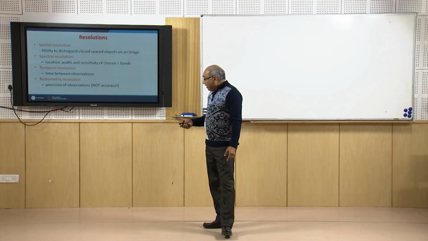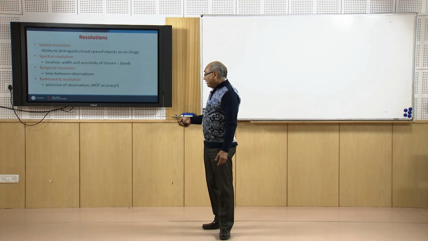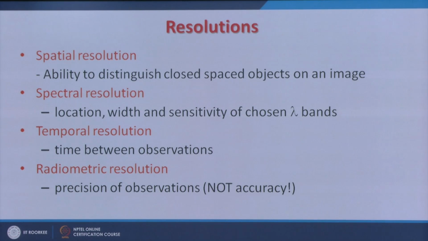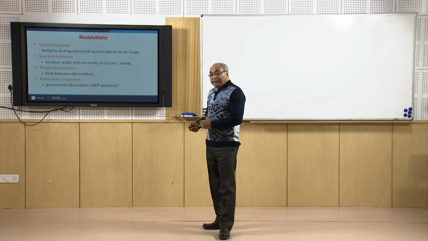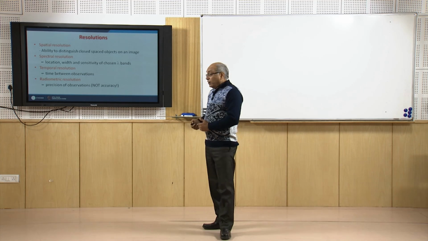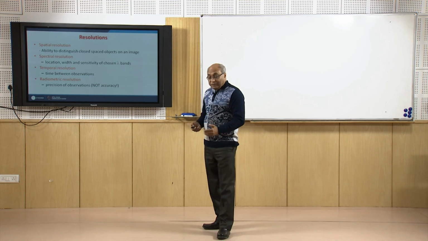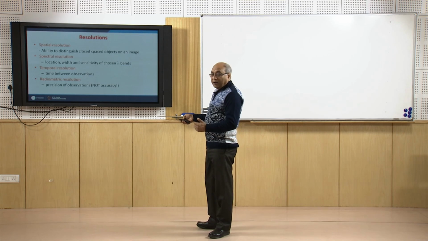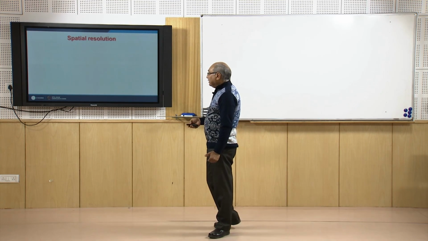And the last one among the resolutions is the radiometric resolution, that is the precision of observations, it is not accuracy. Precision basically depends on the sensitivity of a sensor, whereas accuracy is in a statistical term. So, these are 2 different terms that one has to remember. So, 4 resolutions: spatial resolution, spectral resolution, temporal resolution and radiometric resolution. These 4 types of resolution are known in remote sensing. We will see them one by one.